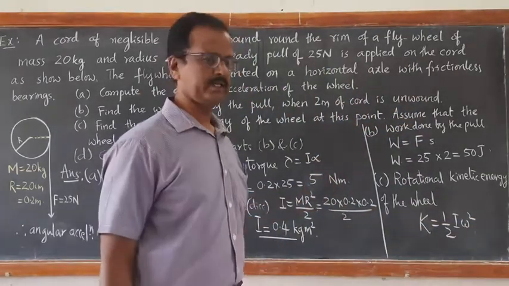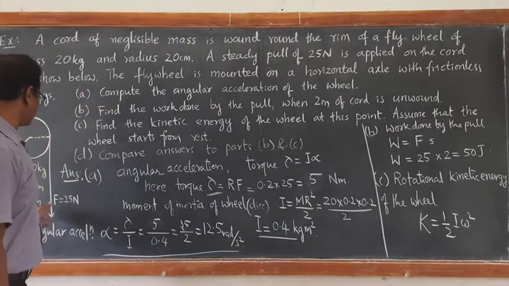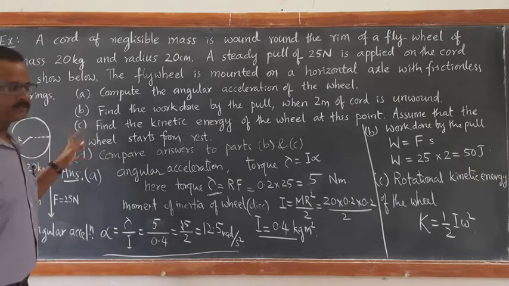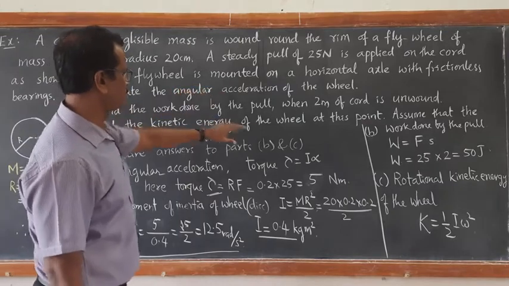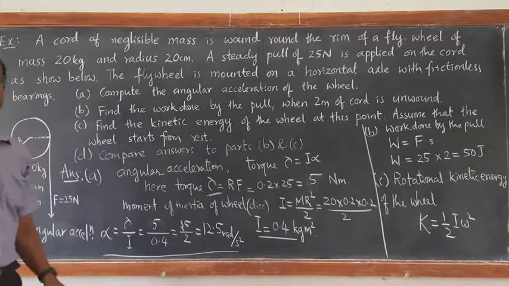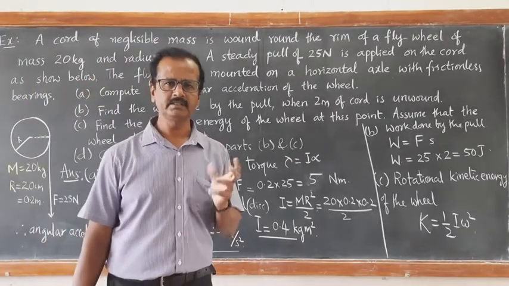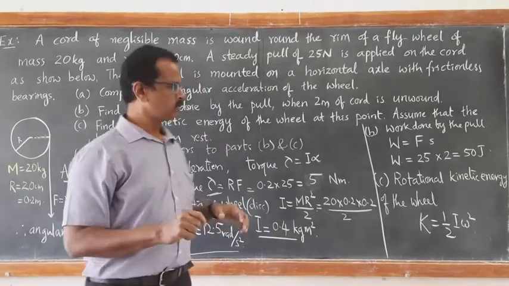We need to calculate what is omega. That is, when it is pulled with 2 meter of displacement, the wheel rotates. It is given in the problem: assume that the wheel starts from rest. Means the initial angular velocity of the wheel is 0. Initially the wheel is at rest, so its angular velocity omega naught is 0.